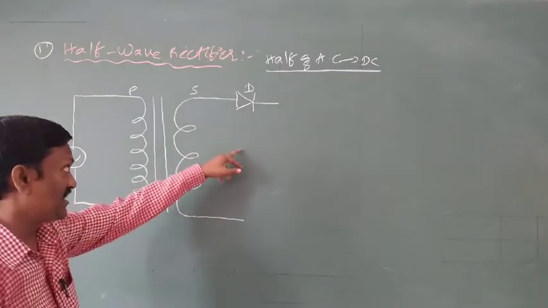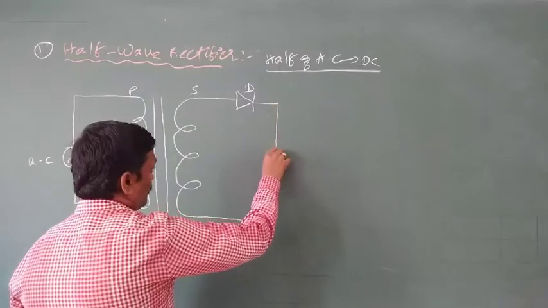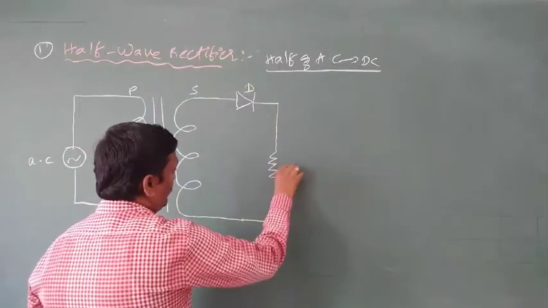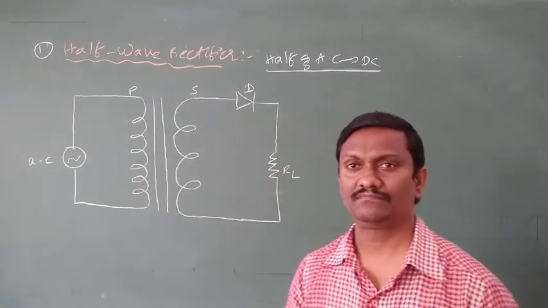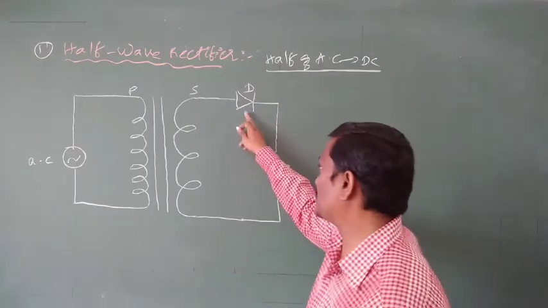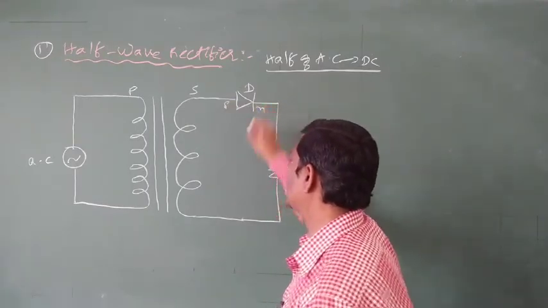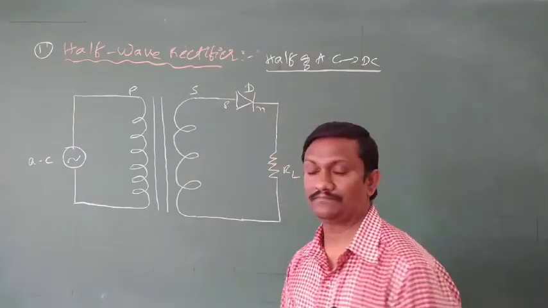At the ends of the secondary coil, a diode and a load resistance RL are connected. The load means high resistance. So a PN junction diode and load resistance are connected, in the positive region and in the negative region. So these two are joined at the ends of the secondary coil.